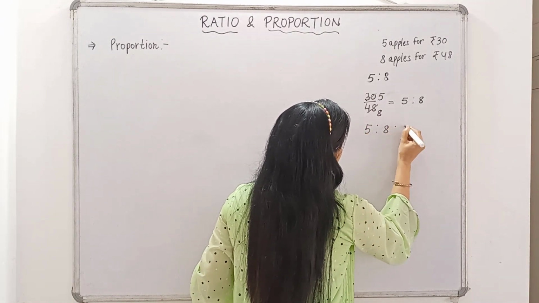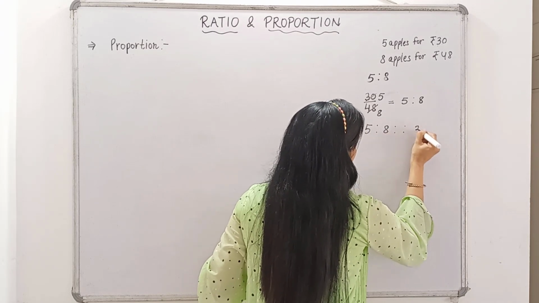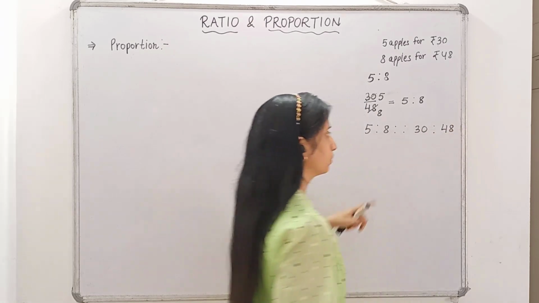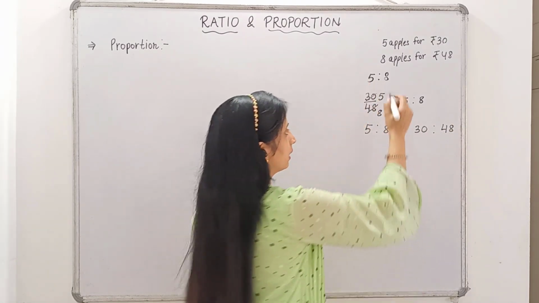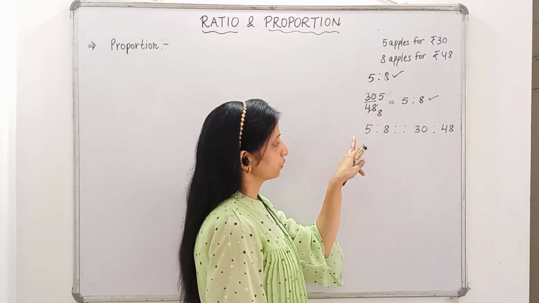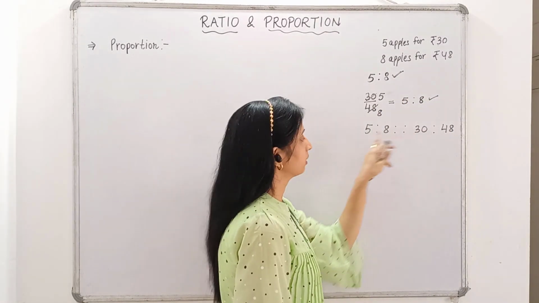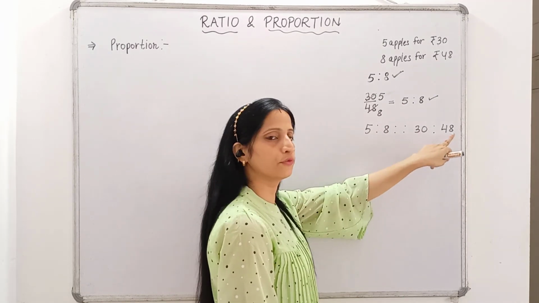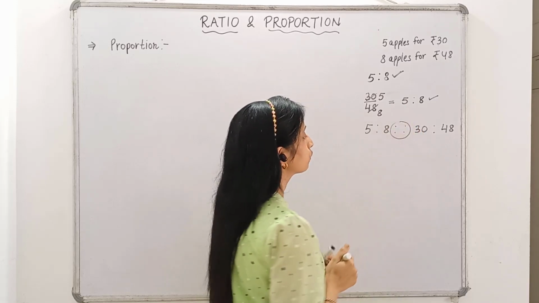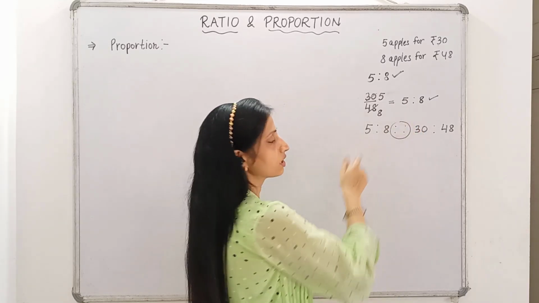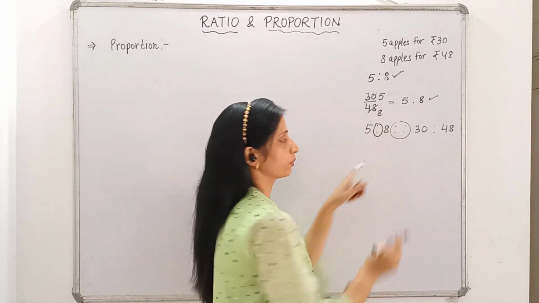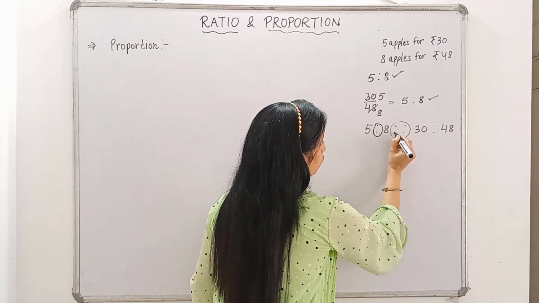So we can write that 5:8, and this is the symbol of proportion, 30:48. Okay, the ratio of apples is 5:8, and the ratio of rupees will also be 5:8. So these four are the terms. This is the first term, second term, third term and fourth term. Okay, and this is the symbol of proportion. This was the symbol of ratio, 2 dots. And this is the symbol of proportion. For proportion, we always use 4 dots.